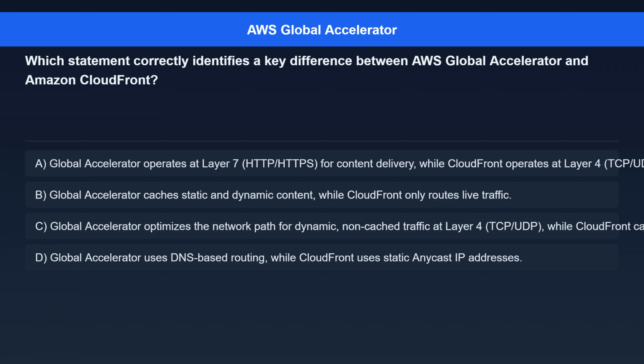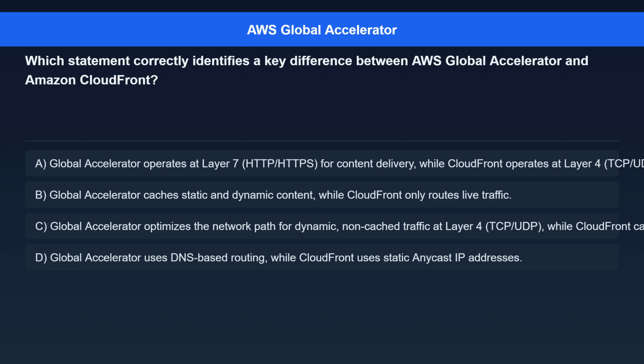Question 3. Which statement correctly identifies a key difference between AWS Global Accelerator and Amazon CloudFront? Option A. Global Accelerator operates at Layer 7 HTTP/HTTPS for content delivery, while CloudFront operates at Layer 4 TCP/UDP for network optimization. Option B. Global Accelerator caches static and dynamic content, while CloudFront only routes live traffic.